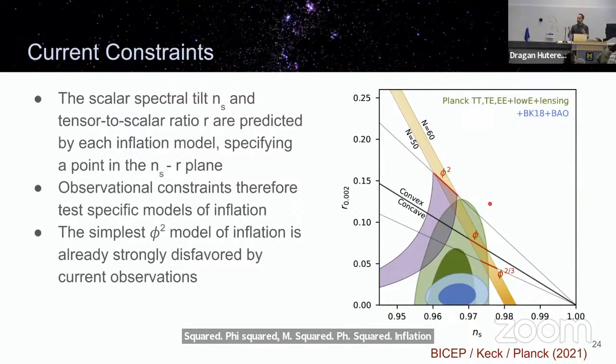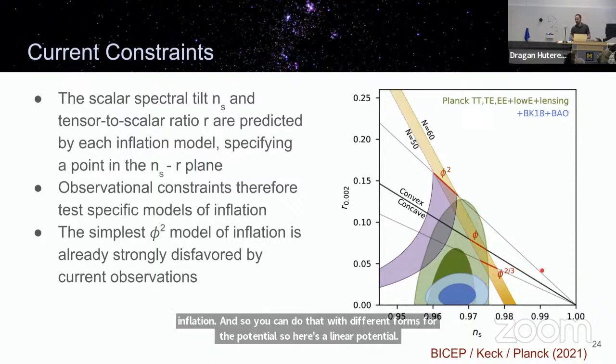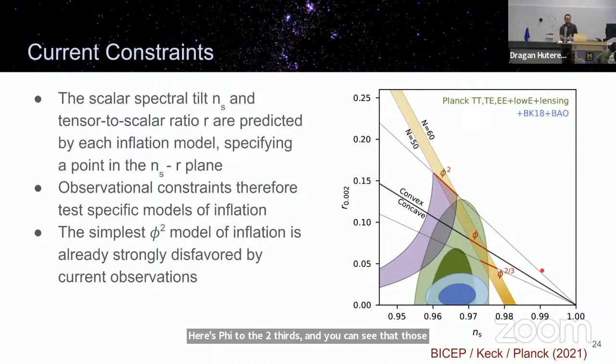There's a bunch of other models of inflation that you can write down. All you have to do is just design a scalar field potential that obeys the conditions that we asked for, that you have a sufficiently long period of slow roll inflation. And so you can do that with different forms for the potential. So here's a linear potential, here's phi to the 2/3. And you can see that those are also slightly disfavored by the lack of observation of primordial gravitational waves, though you might say they're still consistent with the data.